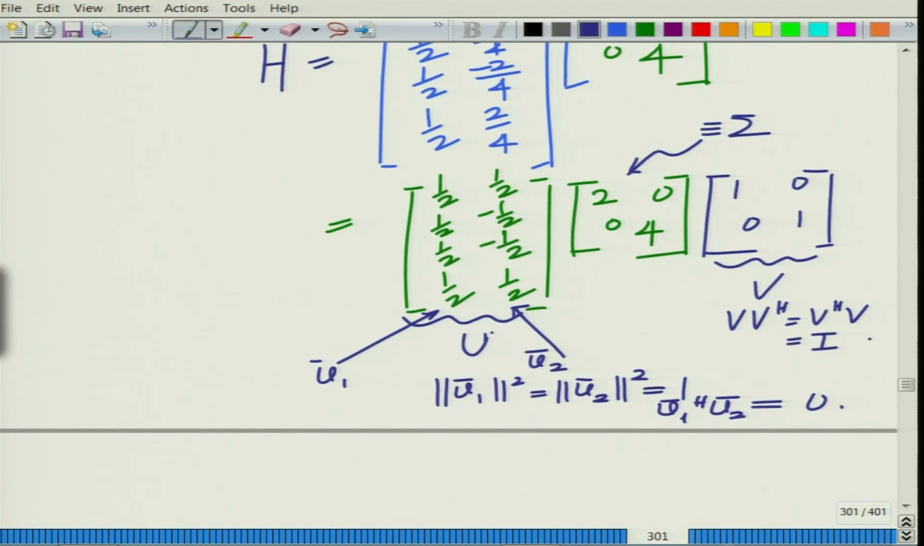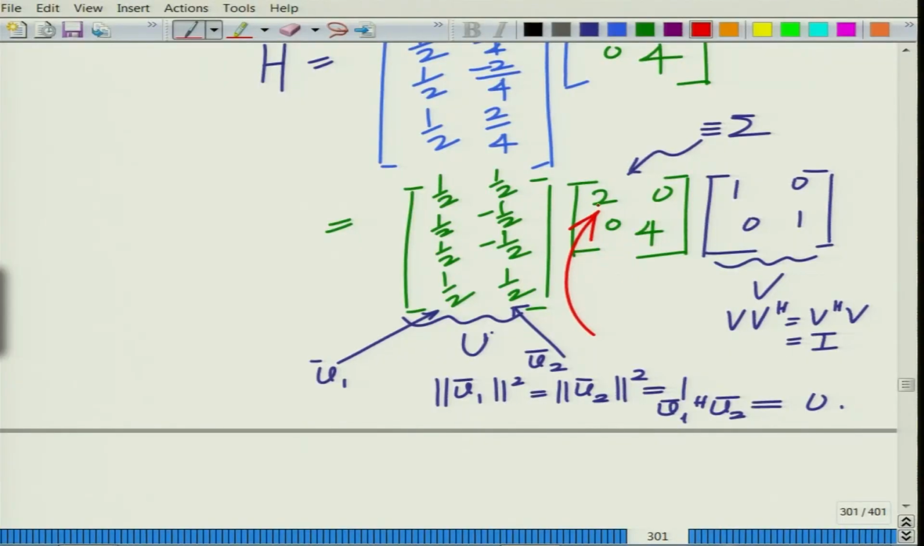Sigma is a diagonal matrix, non-negative, the diagonal elements are non-negative. The problem here is the diagonal elements are not arranged in decreasing order. So, therefore, this is not a valid SVD, because if you look at the diagonal elements, sigma 1 is 2, sigma 2 is 4, so sigma 1 is less than sigma 2. That is the only problem here, alright, except for that.